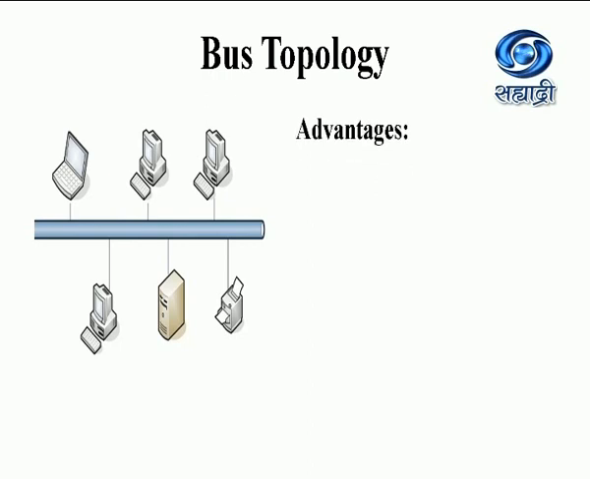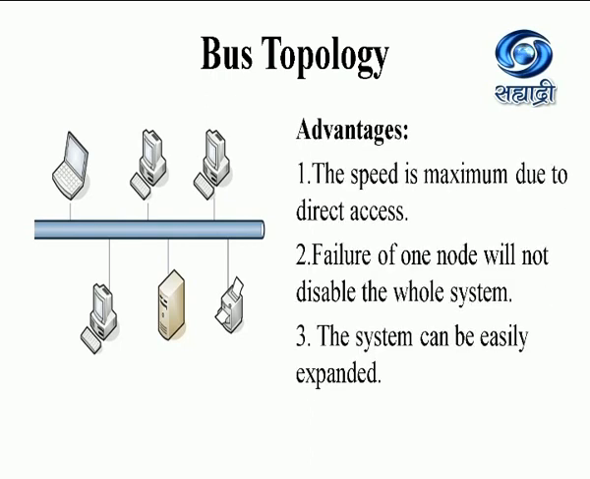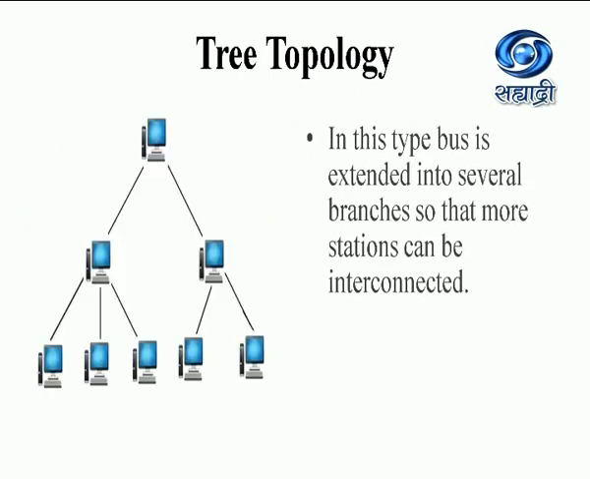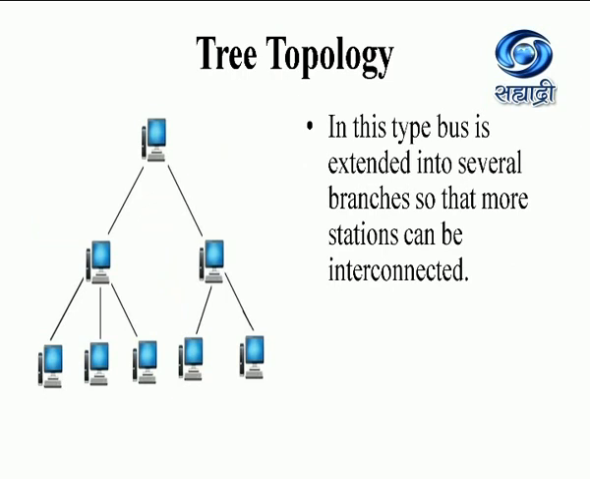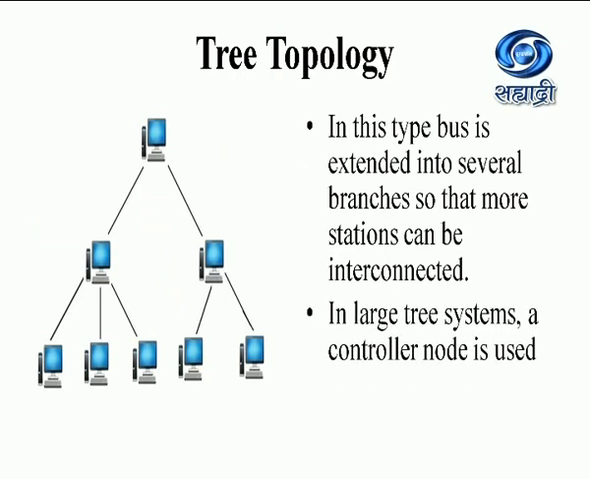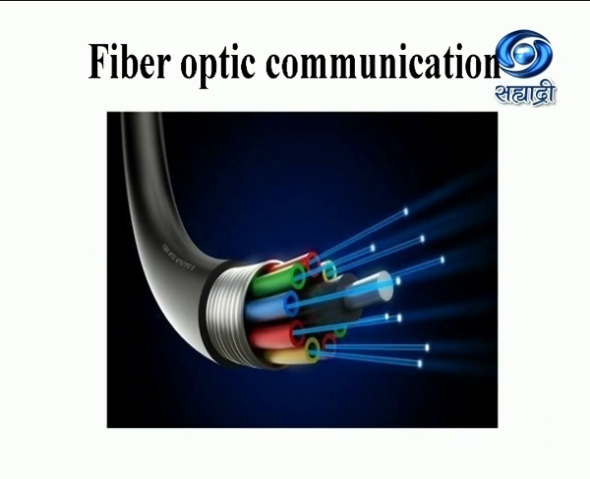Let's see the advantages of this topology. The advantages are the speed is maximum due to direct access. Failure of one node will not disable the whole system, and the system can be easily expanded. Tree topology. In this topology, the bus is extended into several branches so that more stations can be interconnected. In large tree systems, a controller node is used.